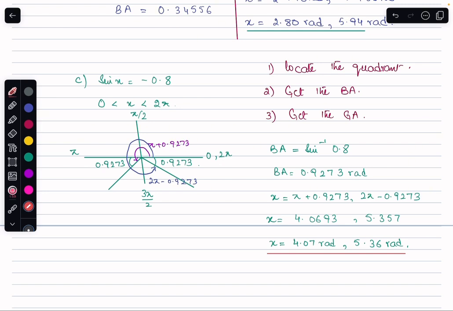So this is how we shall be finding basic angles with respect to a simple equation given to us. In the next video, we shall be doing some more questions from past papers.